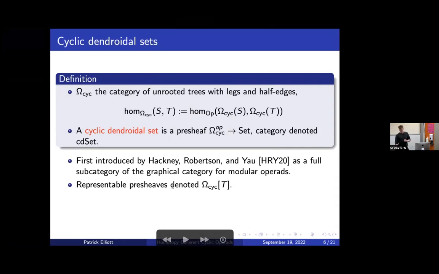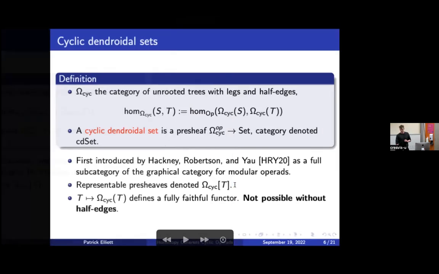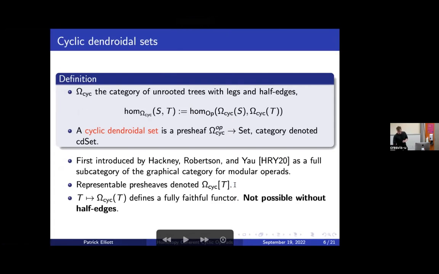Just note, the representable presheaves are going to be given by this guy here. And note that by definition, sending T to the cyclic operad generated by it is now a fully faithful functor, which is actually not possible without the half edges, precisely because of the hand-wavy example I gave before of being able to get an infinite operad out of a tiny little tree. So this is nice.